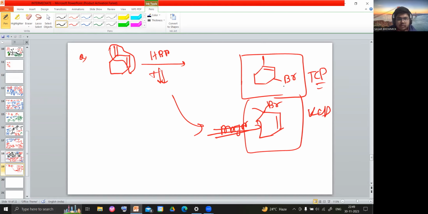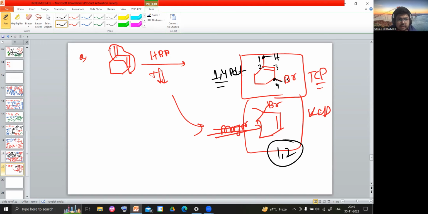Another name is given to these two types of product. The thermodynamically controlled product is also called the 1,4 product. Why? Because HBr adds at this center, this center gets H, and this center gets Br. This is the 1, 2, 3, 4 position, so 1,4 product, and this is basically called the 1,2 product.